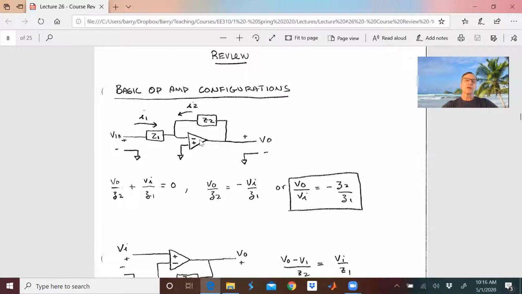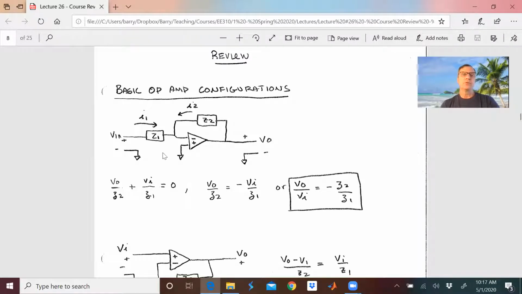So let's look at our basic op-amp configurations. And what I want you to remember on the exam is this formula. But let's derive it because it's so easy. You don't even have to remember this formula. It's so easy to derive. But on the exam, I want you to remember the formula. I don't want you to derive it.